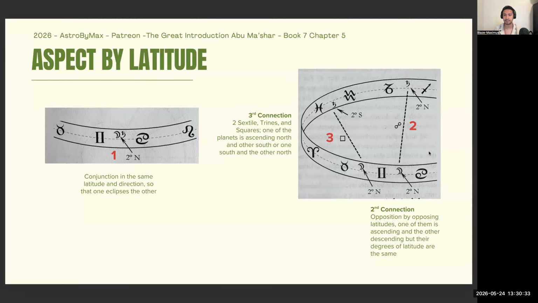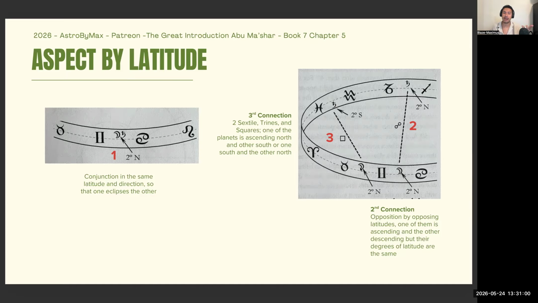And then there's this third connection, which is the sextiles and trines, where one of the planets is ascending north and the other south, and one south and the other north. So we see that Saturn, for example, is at 2 degrees south in the sign of Aquarius, whereas the moon is at 2 degrees north in the sign of Taurus. They are in a square relationship and their latitudes are opposing. They're both 2 degrees, but one is north and one is south. So these are also aspects that you should be paying attention to in addition to the regular aspects that you see by latitude.